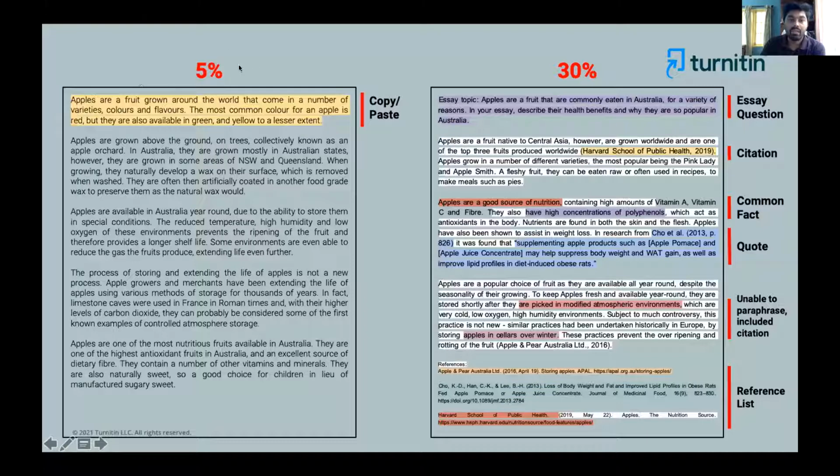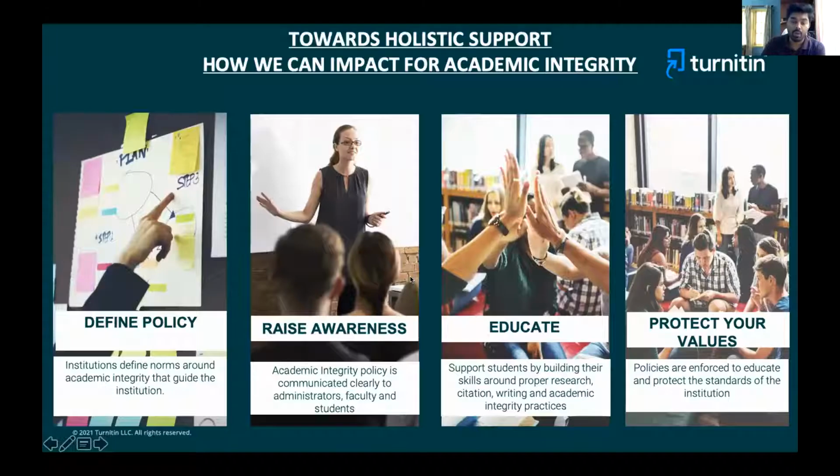The 5% is the same document, and 30% is also the same document. Why are there differences? In one, filters like quoted material exclusion and bibliographic exclusion have been used. In the other, they have not been used. That's why citations, common facts and quotes are all shown as similarity. It is also shown as 30% similarity. So you need to use the proper filter however you want.